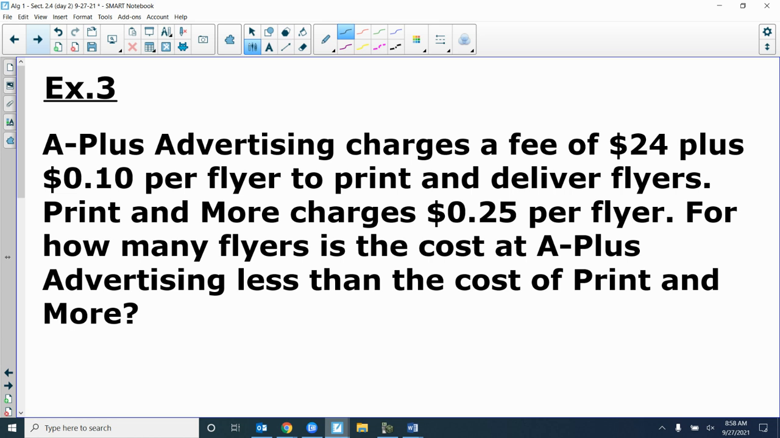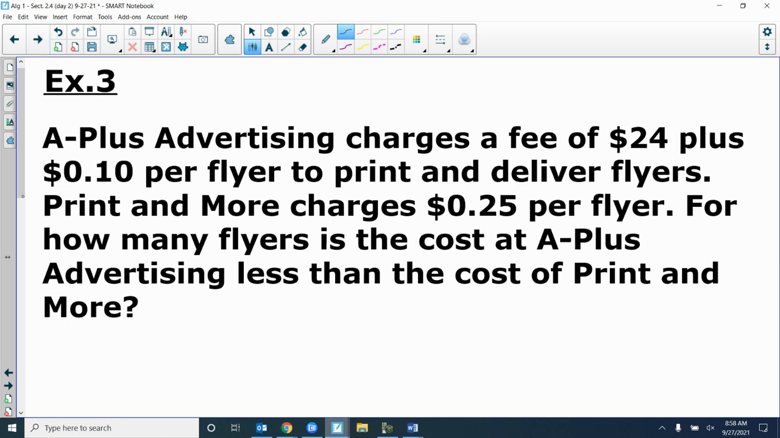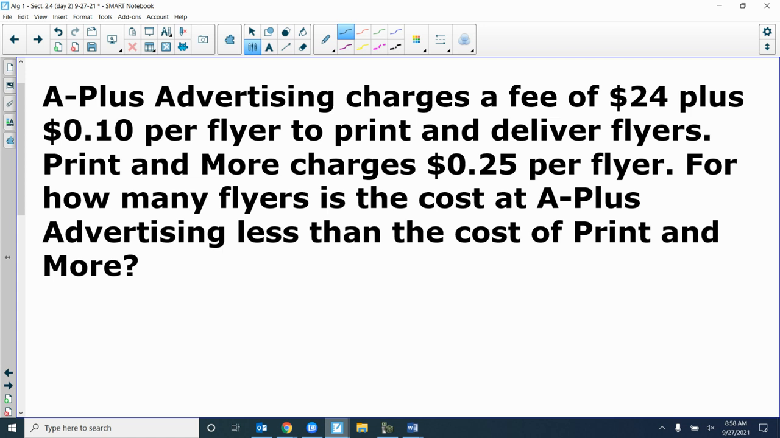A Plus Advertising charges a fee of $24 plus 10 cents per flyer to print and deliver. Print and More charges 25 cents per flyer. No fee. For how many flyers does it cost at A Plus less than the cost of Print and More?